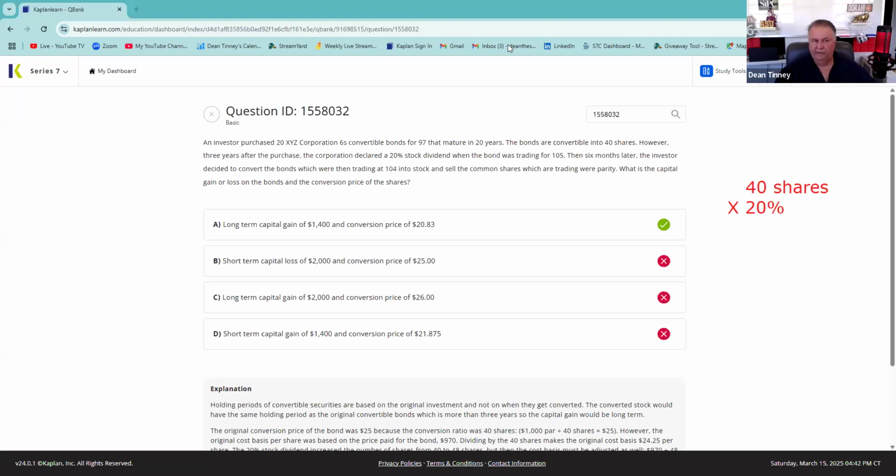They're just point blank going to ask you. But let's review. An investor purchased 20 XYZ 6% convertible debentures for 97, 90% of par, 970. This is just a buffet. Take what you like, leave what you want. I'm not going to deal with the 20 bonds till the very end.